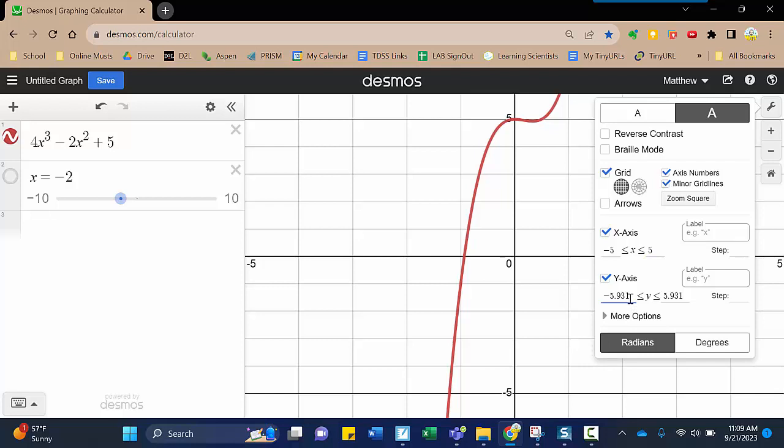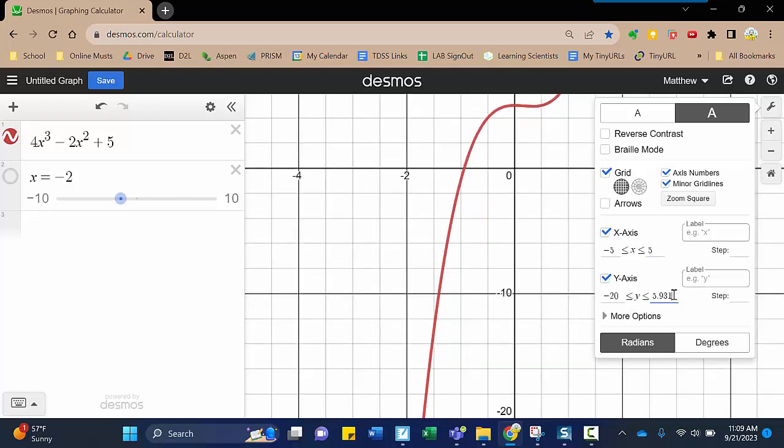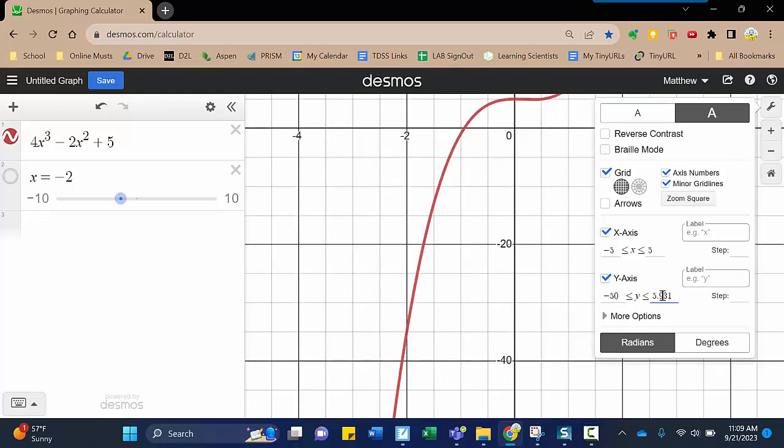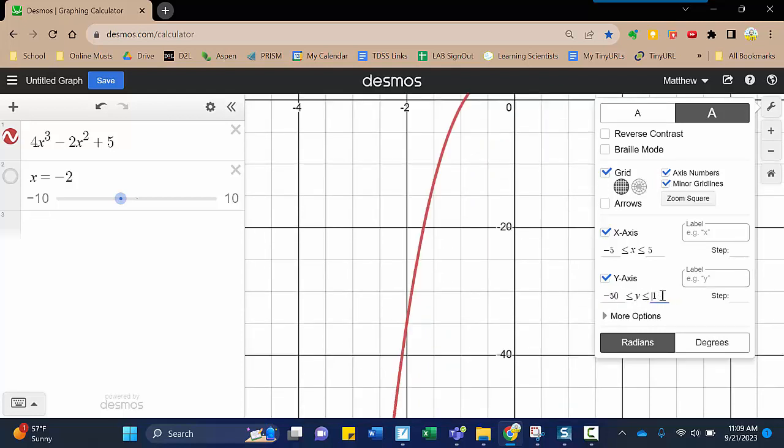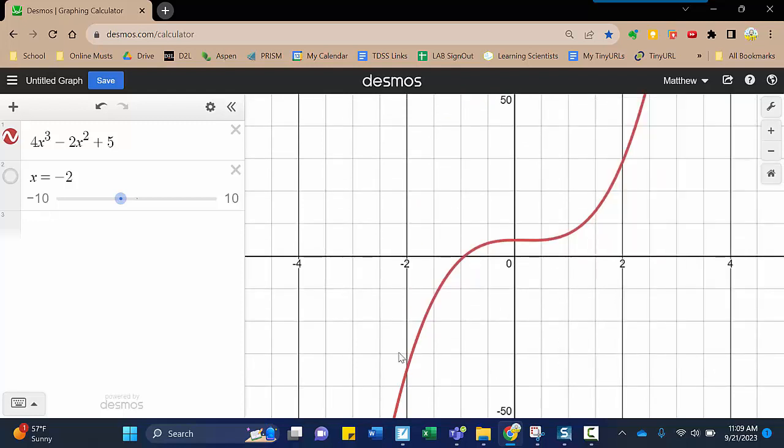My y values do need to go further. I don't know exactly what that will be, so I'll maybe give myself lots of room to see as much as I can. So my basic graph is here. I'm looking for where this graph is equal to -2. So a couple of options.